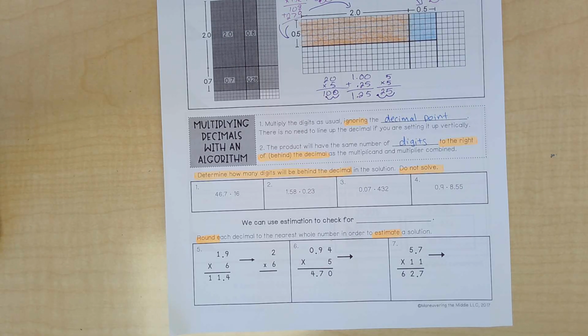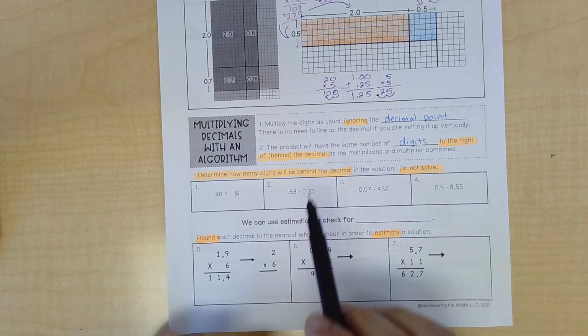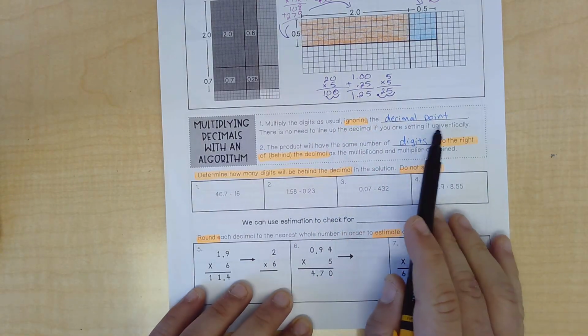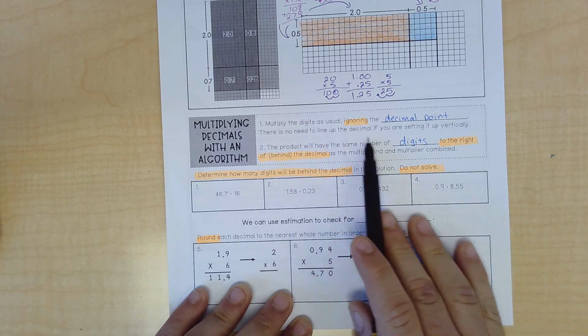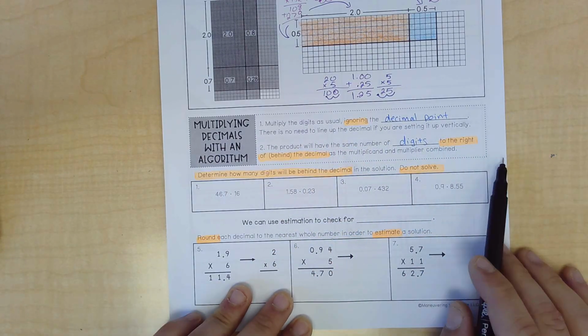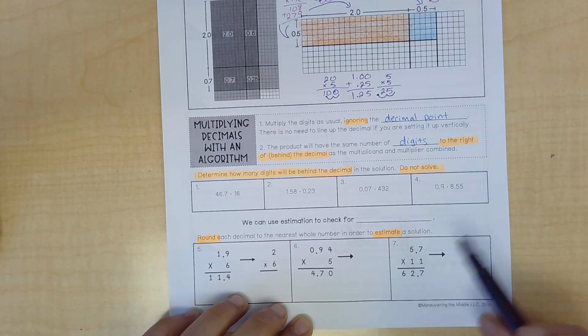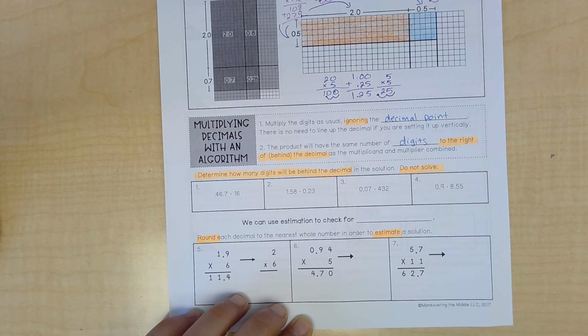Then, what do you call it? Then you'll add it at the end. For this next part, though, it says multiply the digits as usual, ignoring the decimal point. There is no need to line up the decimal if you are setting it up vertically. And that's why we don't do that, because otherwise you line up your decimals and it gets a little bit more complicated than it needs to be.